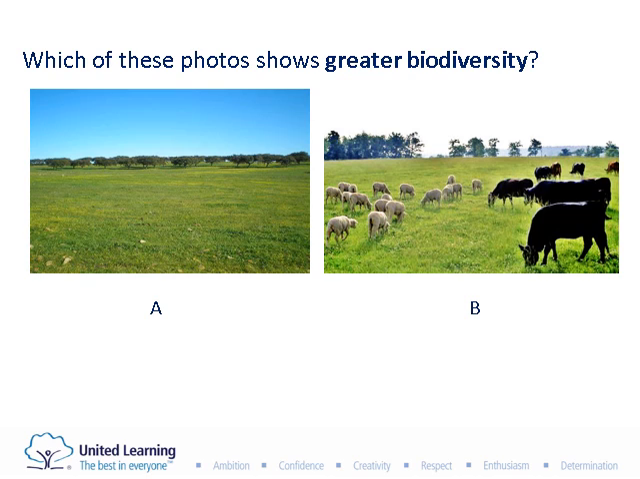So you should have said B because you can see in the background, there's lots of species of trees there, and obviously you've got sheep and cows as well. So B is more biodiverse because there's a greater number of animals and plants compared to A.